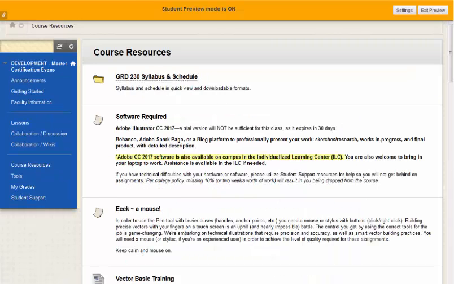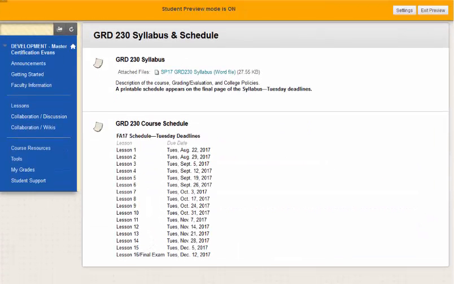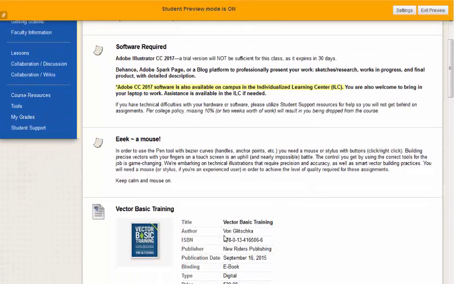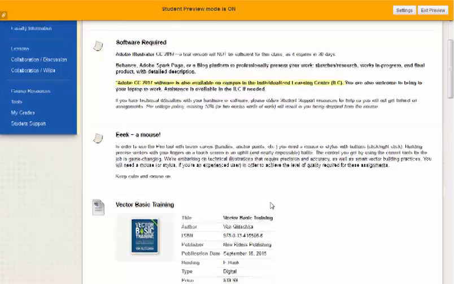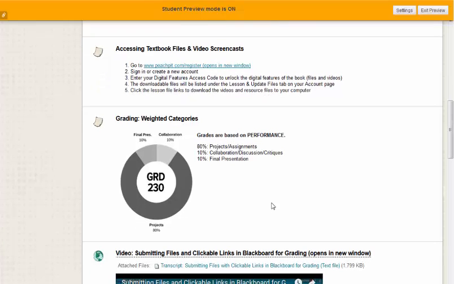Course Resources contains the syllabus, along with a schedule of weekly assignments and deadlines. Requirements for software and textbooks are included here, along with a link to supporting textbook resources. The graphic of weighted grade categories makes this information easy to grasp at a glance.